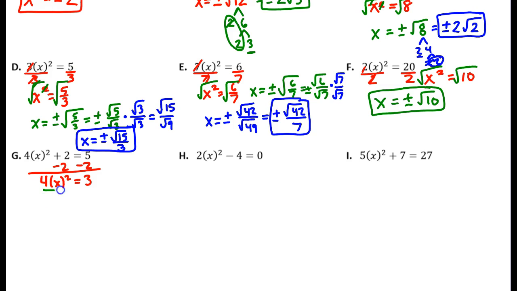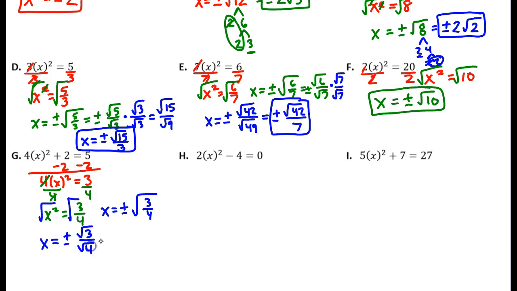Now I'm going to divide both sides by 4 to get the x squared by itself. So x squared equals 3/4. And now I want to get rid of the square, so I'm going to square root both sides. So x equals plus or minus square root of 3/4, which then becomes x equals plus or minus the square root of 3 all over the square root of 4. The square root of 4 simplifies to 2, so my final answer here is plus or minus the square root of 3 all over 2.